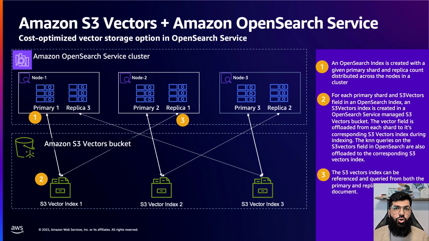When you run a KNN query, the KNN portion runs entirely on the S3 vector index. Each S3 vector index returns its top K results to the coordinator. The coordinator aggregates and re-ranks these results to find the true top K. Any filters are then applied on the OpenSearch side. This integration allows you to leverage the cost benefits of S3 storage while maintaining the powerful query capabilities of OpenSearch.